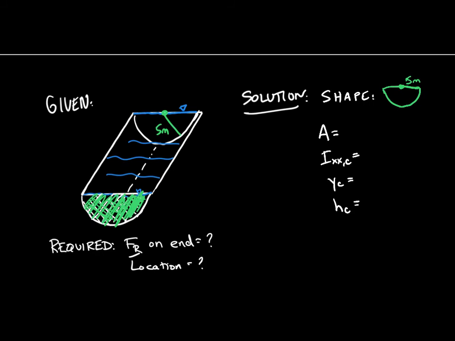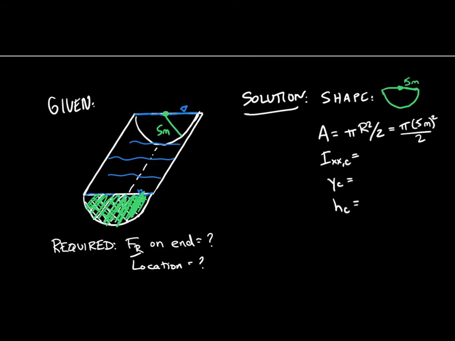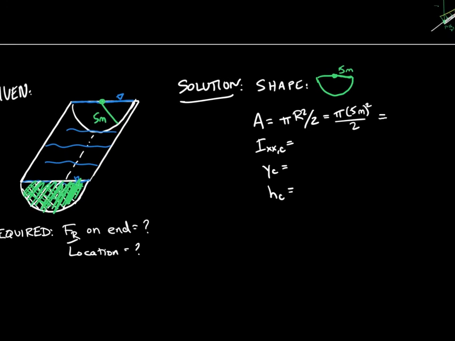The area of a semicircle is pi r squared over 2, and that makes sense because it's a circle divided by 2. So that's pi times 5 meters squared over 2. We can punch that into a calculator, and we are all into that business because we are engineers. So we get a number, whatever, fine.